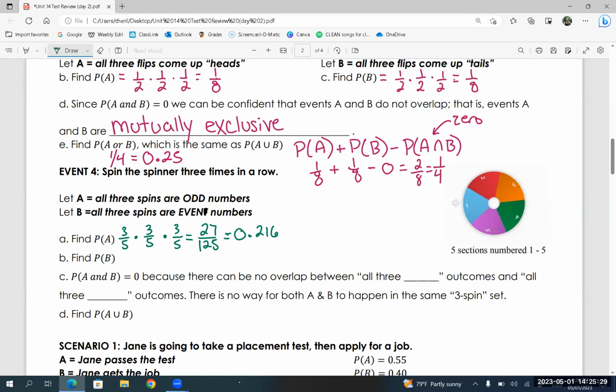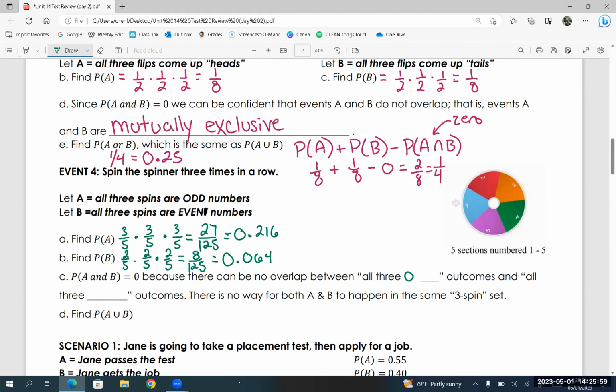Next, find the probability of B. So all 3 spins are even numbers. We only have 2 even numbers on our spinner, so we can spin a 2 or a 4. That would be 2/5 times 2/5 times 2/5, which is 8/125. So 8/125 would be 0.064.